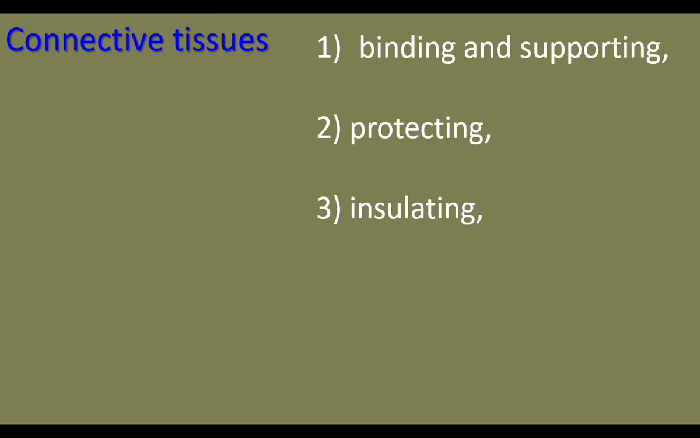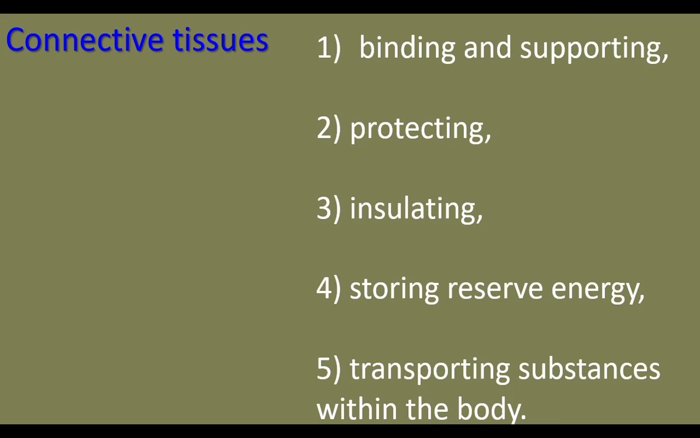The fat storing cells act as connective tissue. This connective tissue acts as an insulating layer below the skin, and the fat layer stores energy. Blood is a fluid connective tissue. It transports substances within the body.